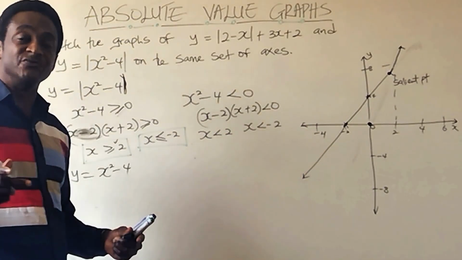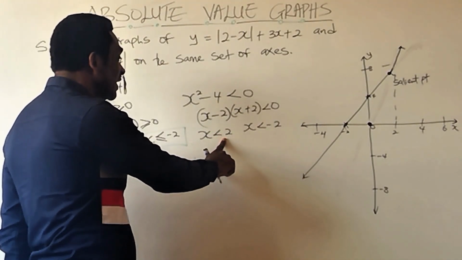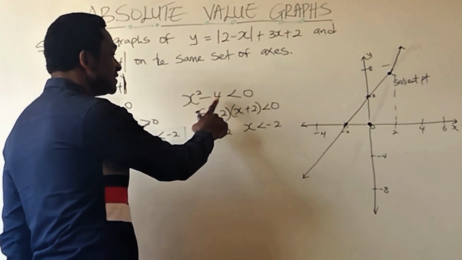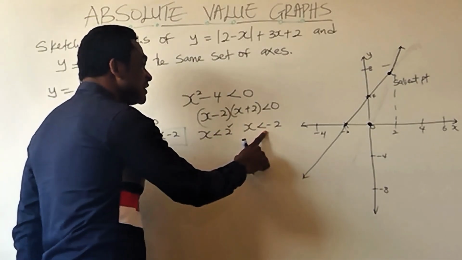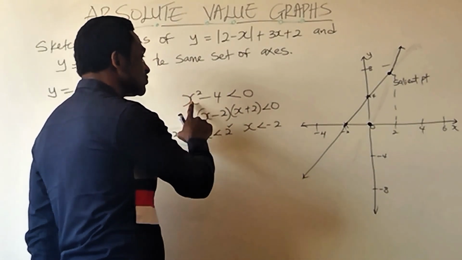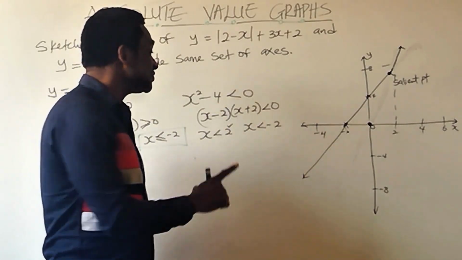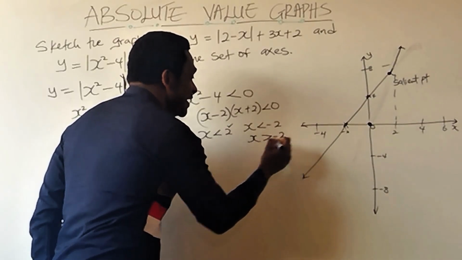Let's check for critical values. x is less than 2. If we use 1, 1 squared is 1 minus 4 is minus 3. Is it less than 0? Valid. x is less than negative 2. Negative 3 all squared is 9, 9 minus 4 is 5. Is it less than 0? No. So we change this to x greater than negative 2.